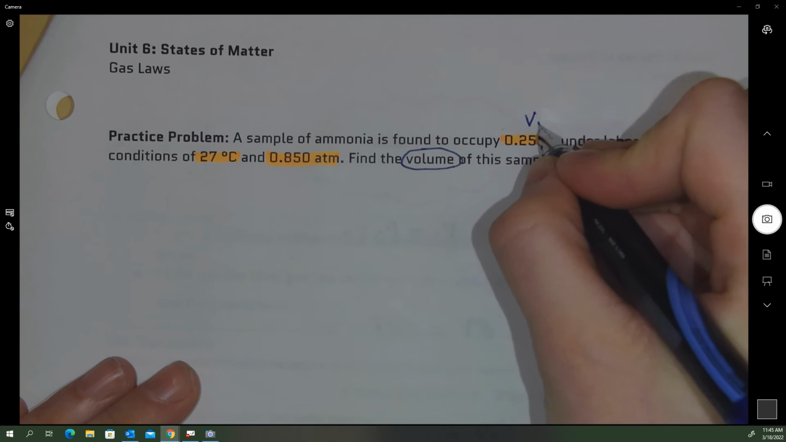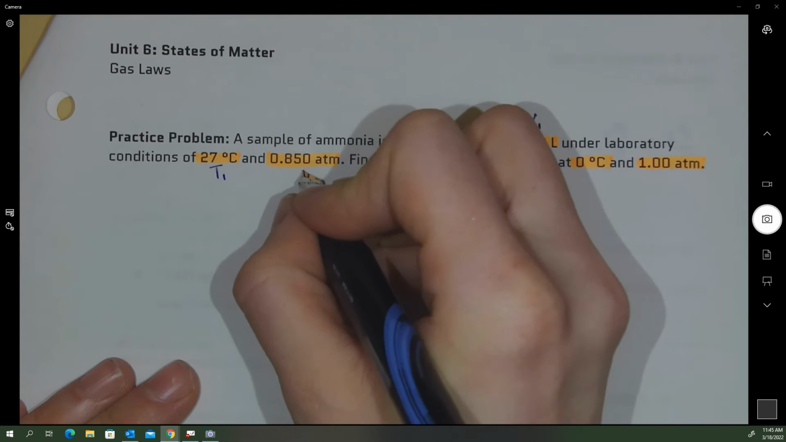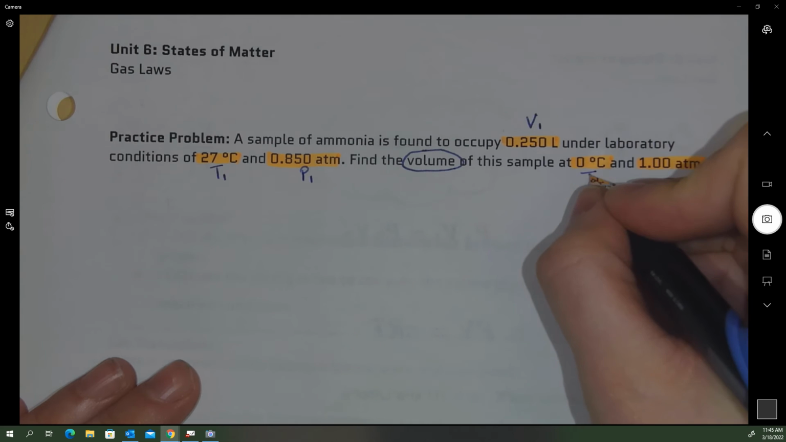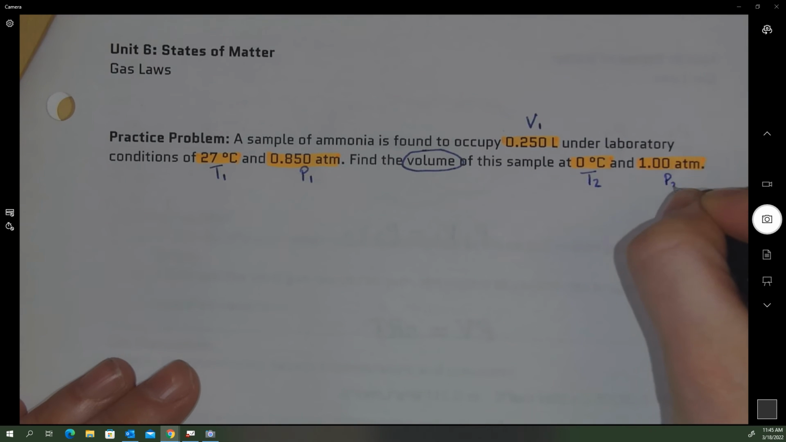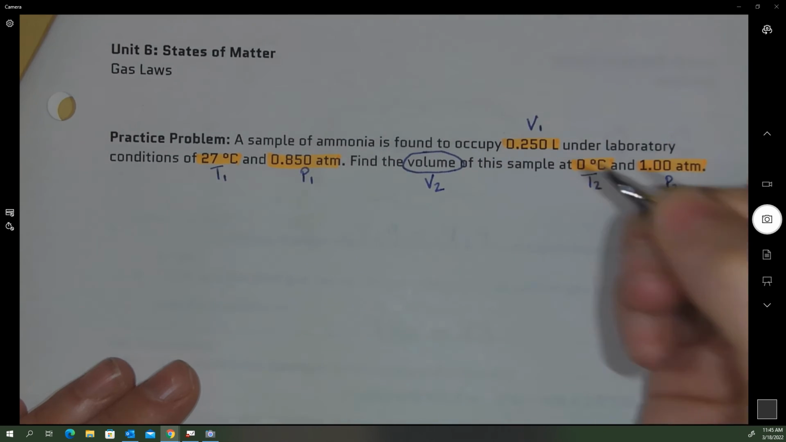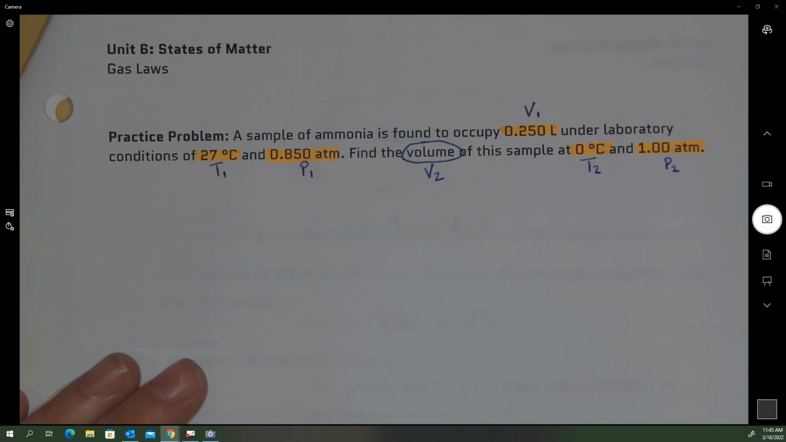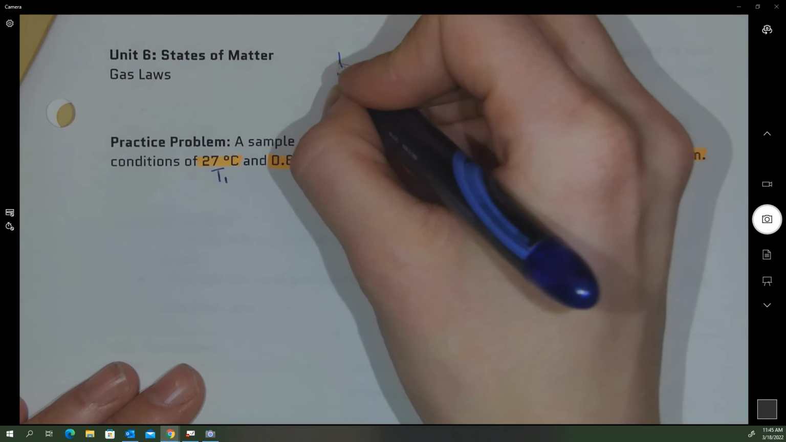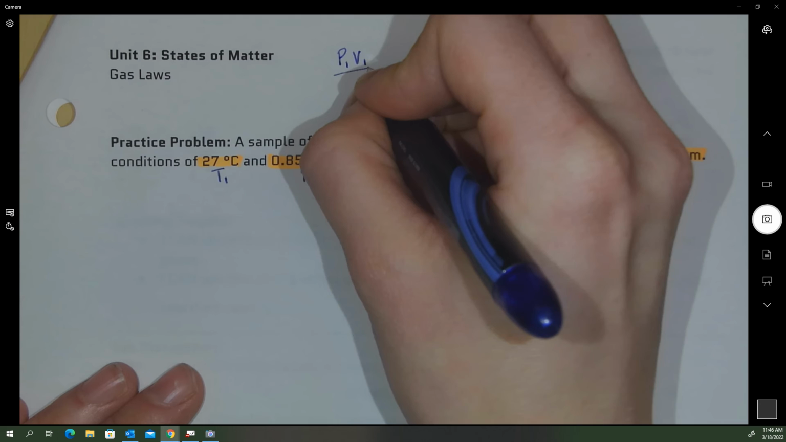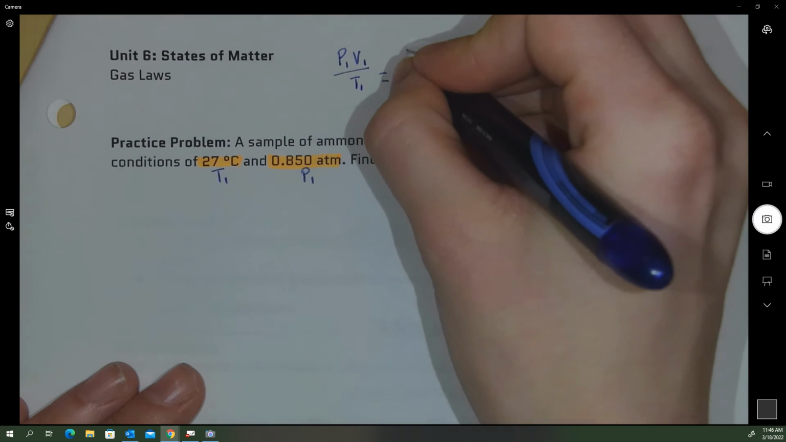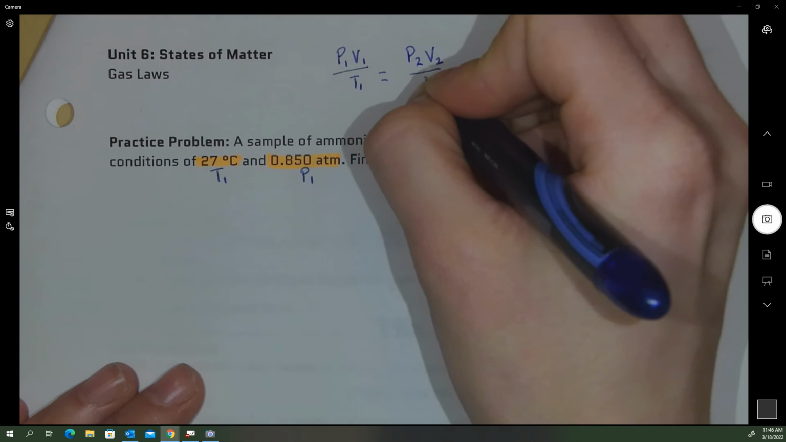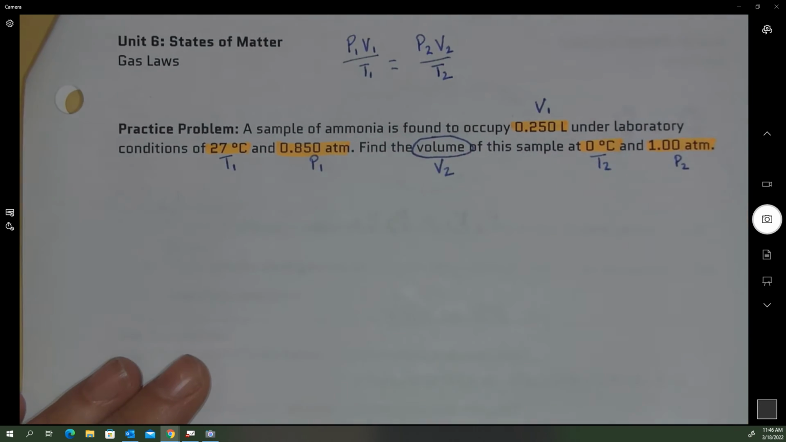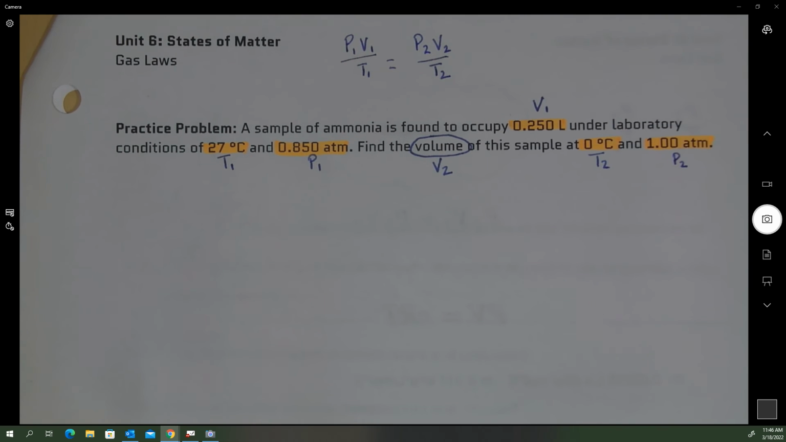You've got V1, T1, P1, T2, and P2, and you are obviously solving for V2. And remember, your equation is... so I'll go ahead and pause the video and allow you to solve for it.